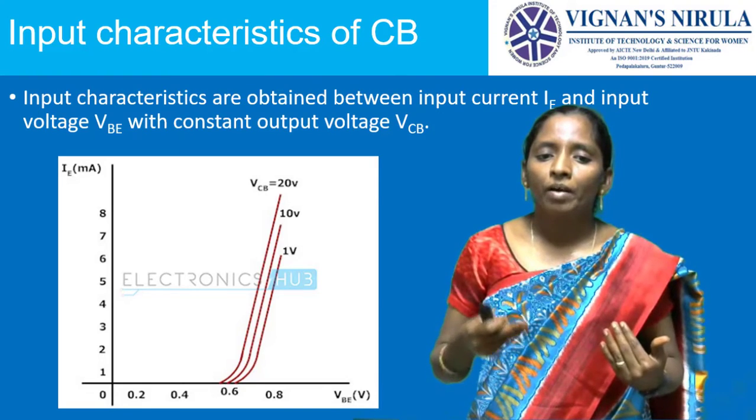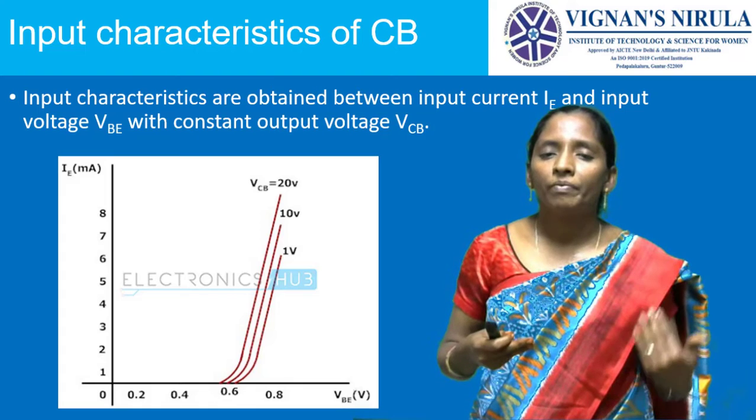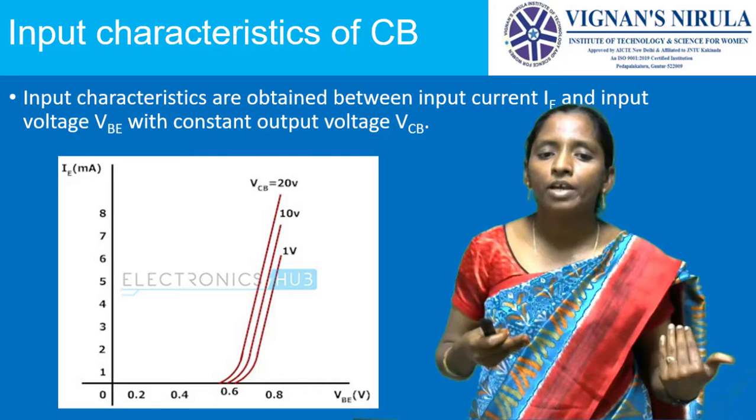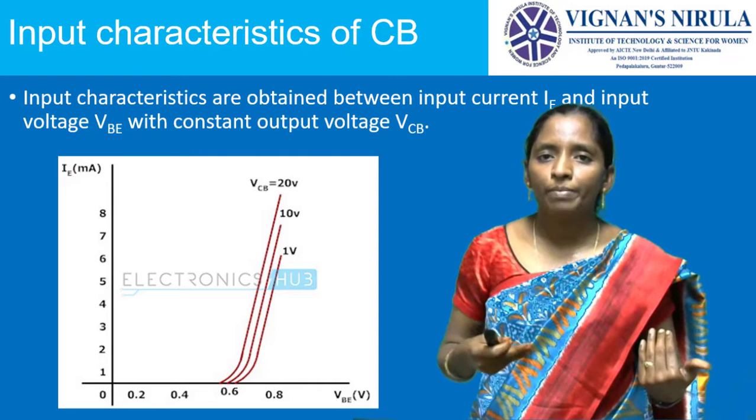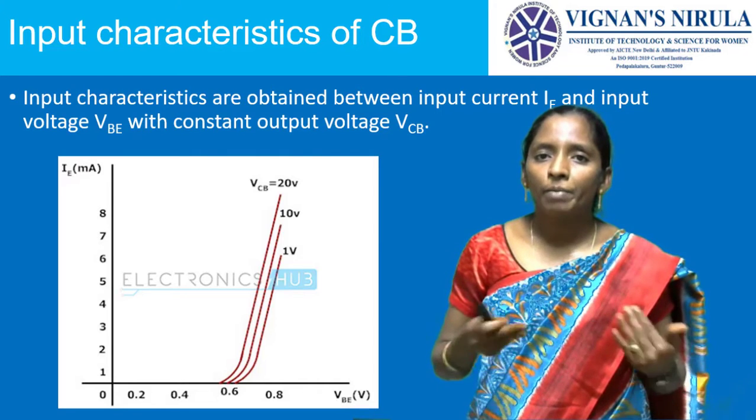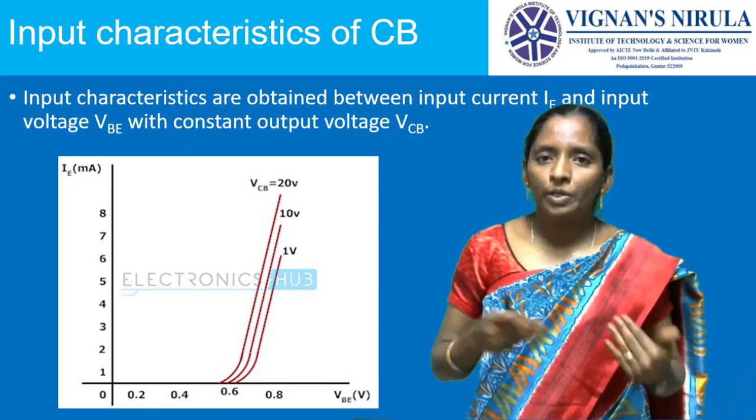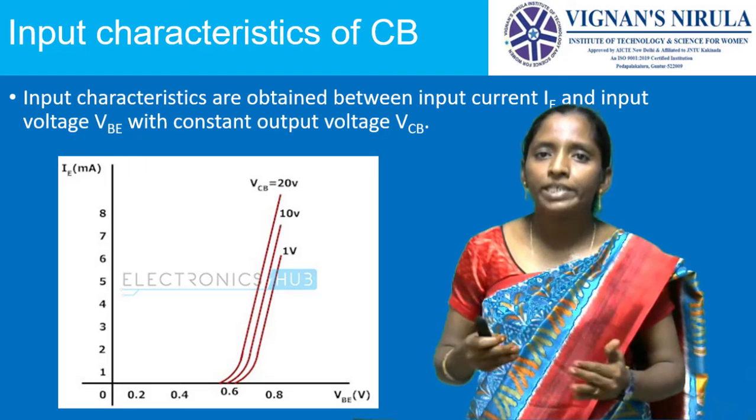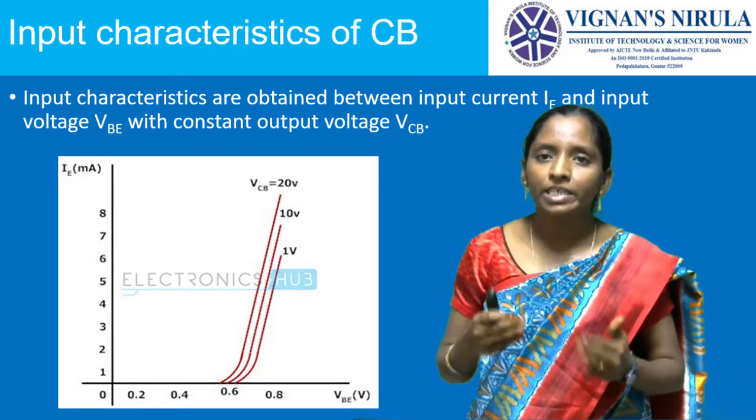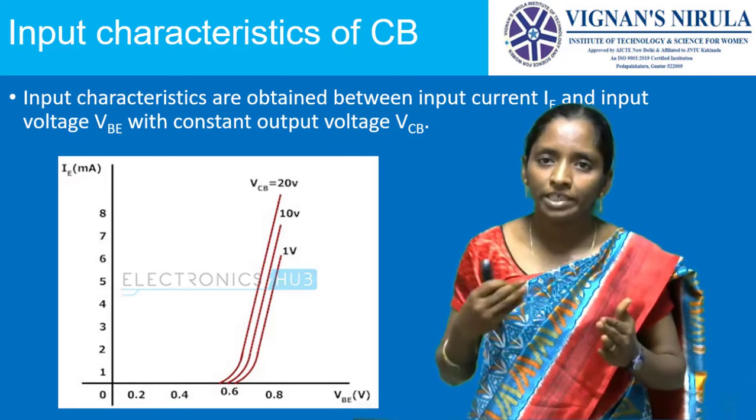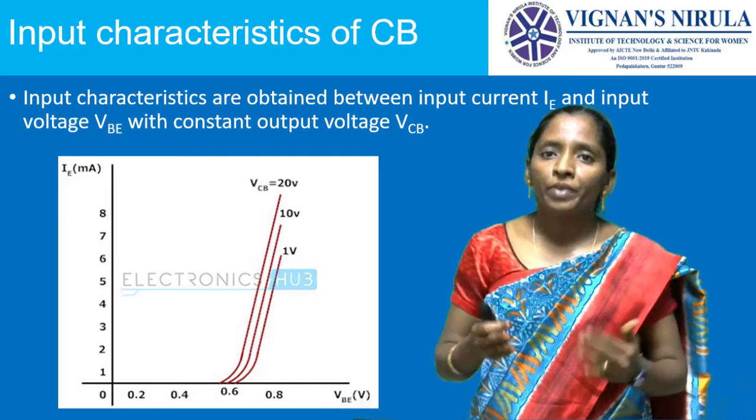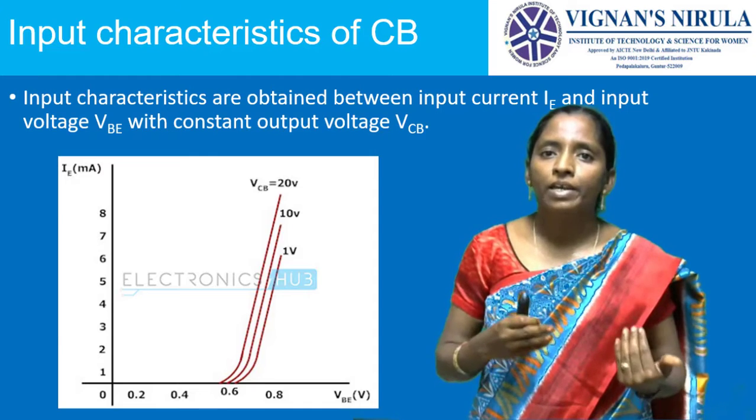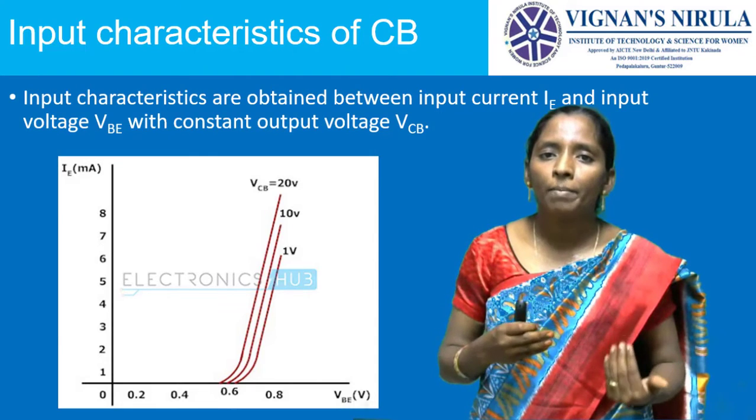Okay, here for higher values of VCB, the curve is shifted to the left side, because if you are increasing the VCB reverse voltage, the depletion region width is increasing. If the depletion region width is increasing, it penetrates into the base region. At that time, the base current is less. If base current is less, what is happening?